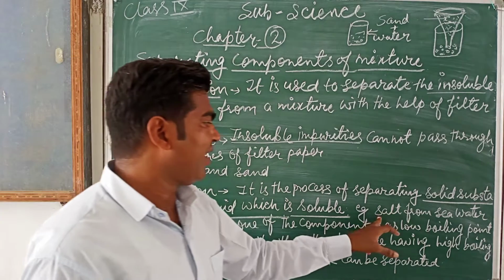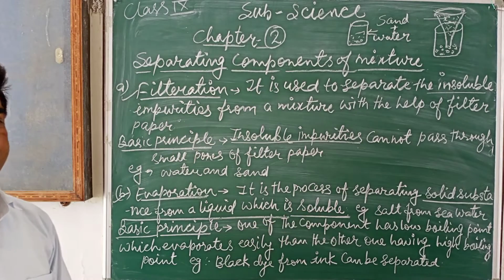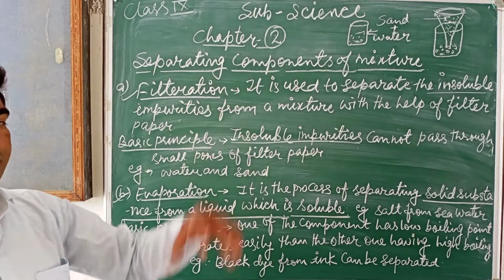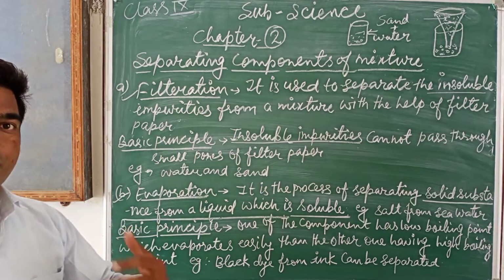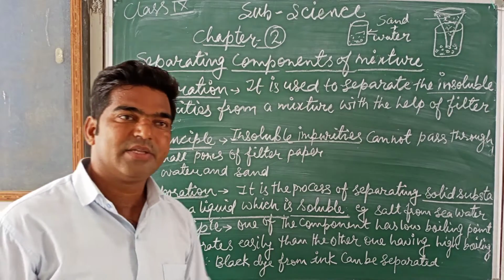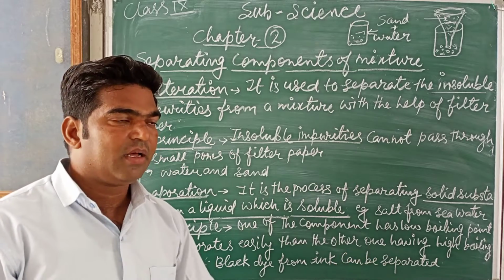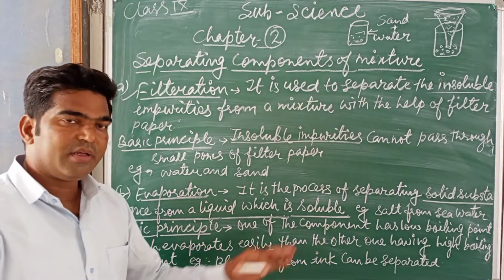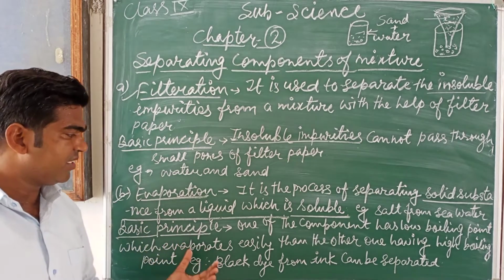For example, we get salt from sea water. The sea water is filled in a shallow area and exposed to sunlight, or the heat of the sun. Due to the sun's heat, the water evaporates and finally the salt is left behind in that area. Now what is the basic principle involved in this?